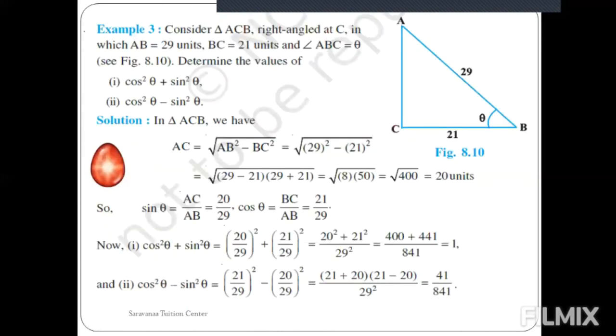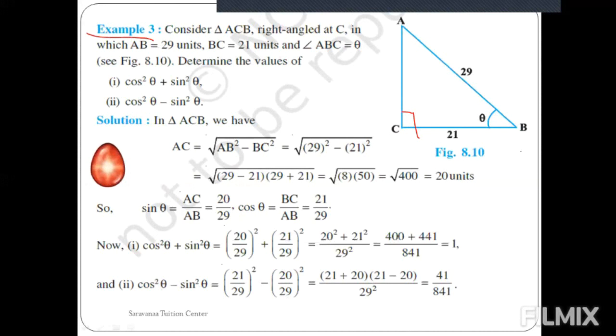Now next, example 3. We are going to go to a new example. So consider triangle ABC, right angled at C. So here it is right angled, in which AB equals 29 units. AB is the hypotenuse. BC is 21 units.